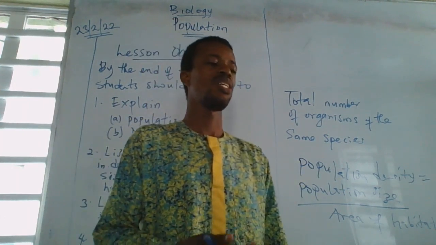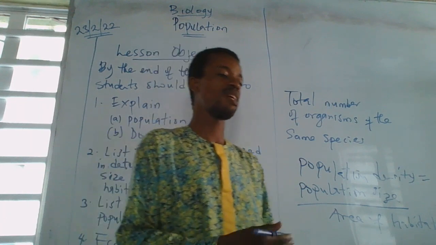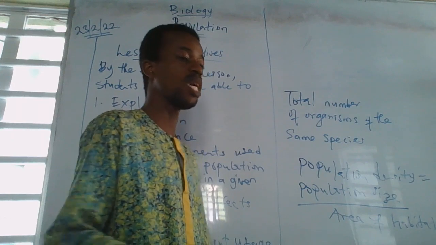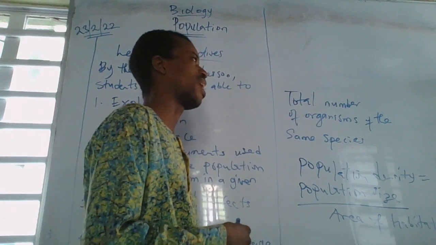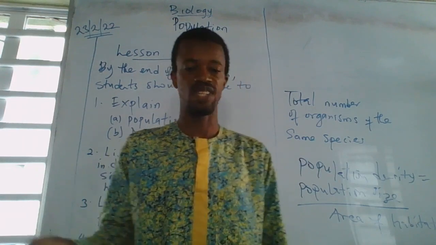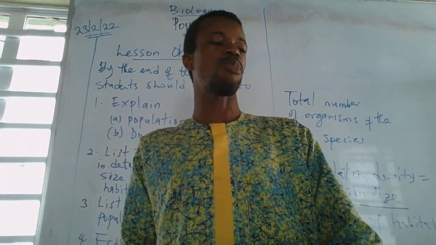Another one is population distribution. It has to do with the way in which individuals of the same species are arranged in a given habitat, either randomly, evenly, or clumped. So it depends on the way in which organisms are arranged in a given habitat.